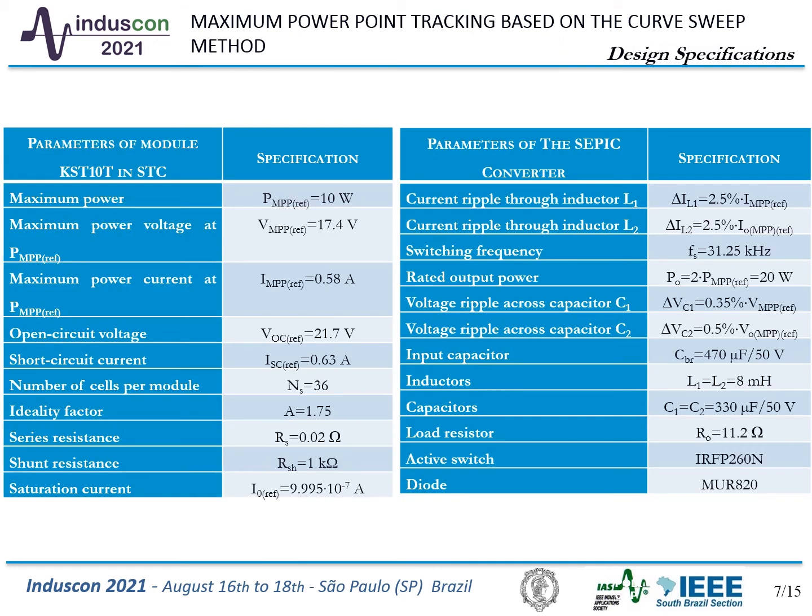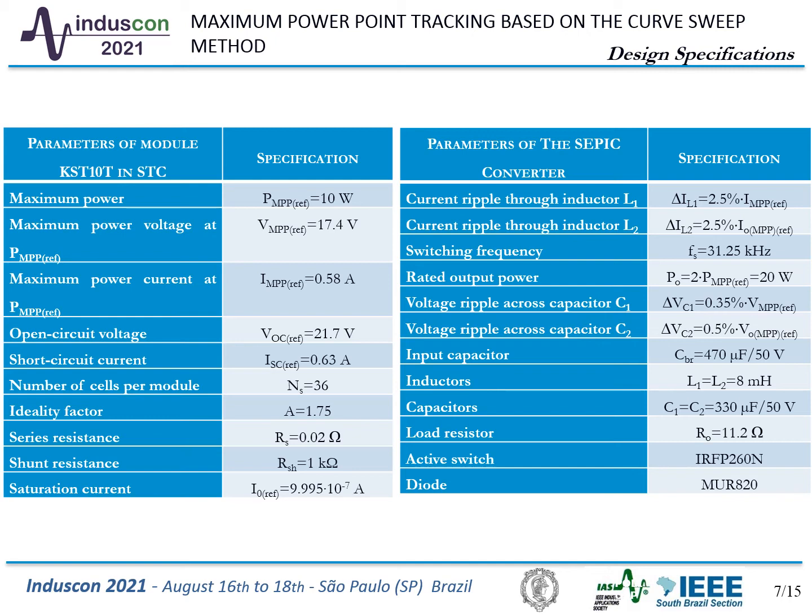Because of the limited availability of resources in the laboratory, the PV system was implemented for a single 10-watt module KST10T in standard test conditions, or STC. The specifications of the module are presented in the left-hand table, which includes the parameters of the single diode model used in the simulation tests.